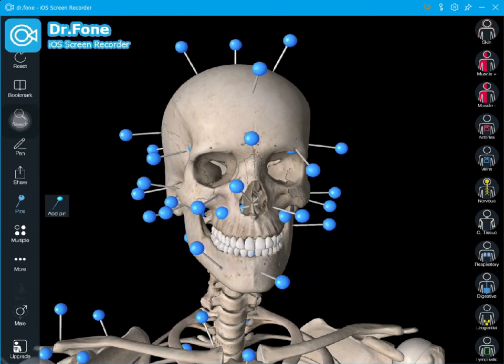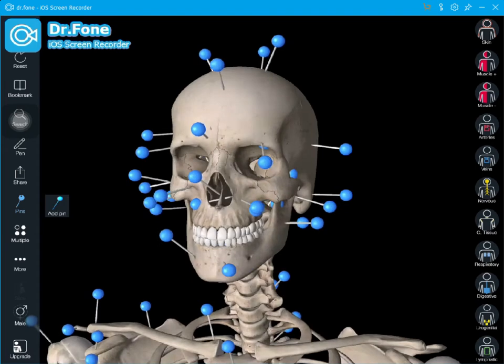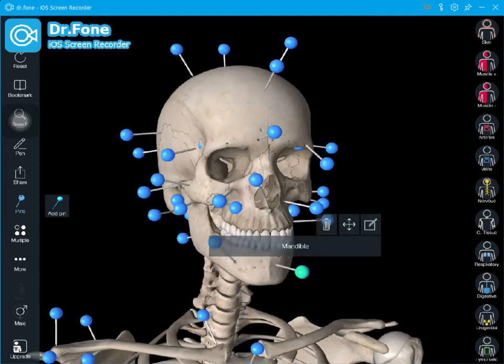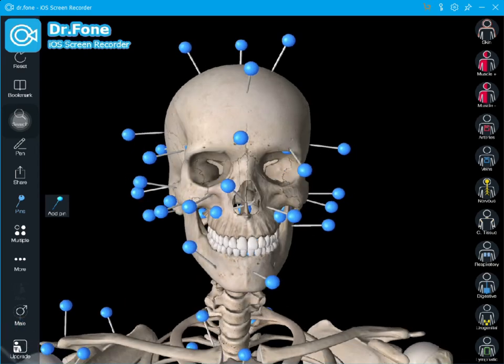So I think that's the frontal bone. Yep. This is the mandible. I think this is the vomer. Yeah, vomer. Supraorbital foramen. Supraorbital margin.